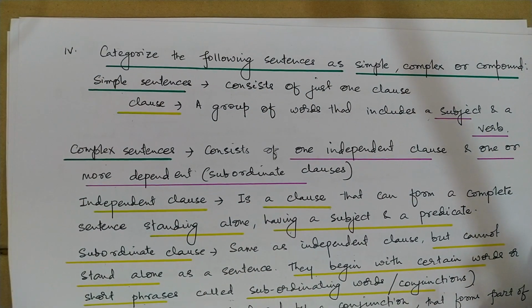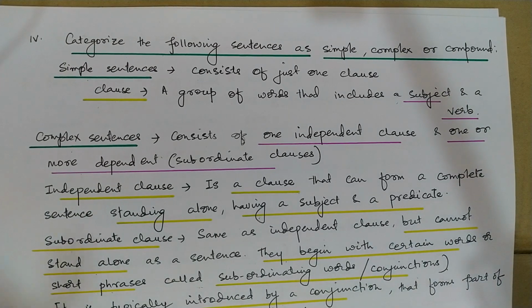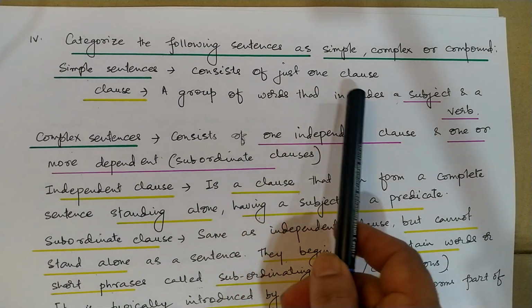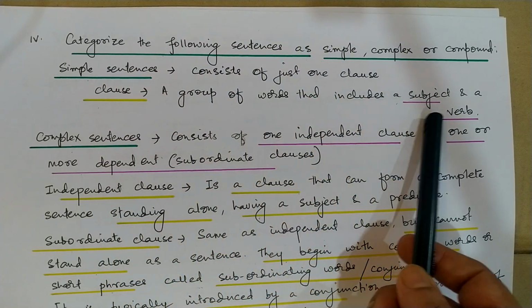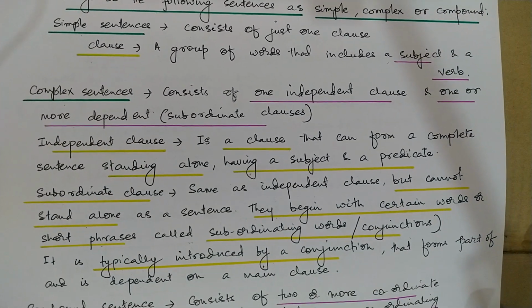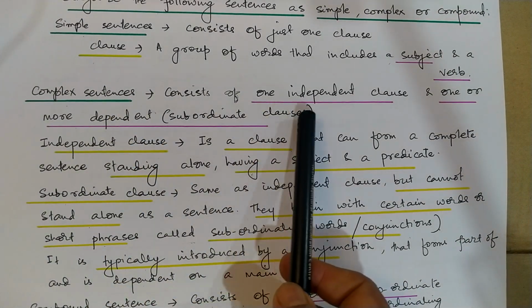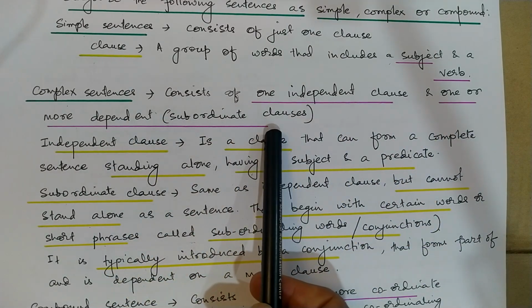Now question number 4. Categorize the following sentences as simple, complex or compound. Before that, let us refresh your memory as to what are simple sentences, what are complex sentences and what are compound sentences. Now simple sentence consists of just one clause. What is a clause? A clause is a group of words that includes a subject and a verb. What are complex sentences? Complex sentences consist of one independent clause and one or more dependent subordinate clauses.